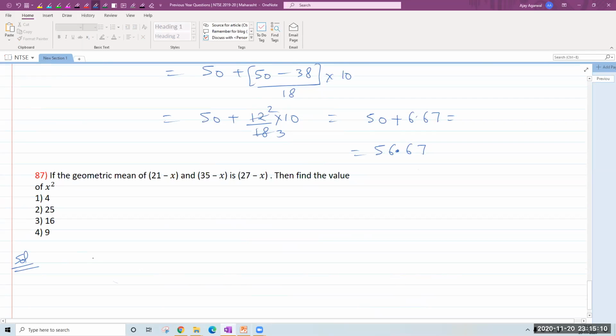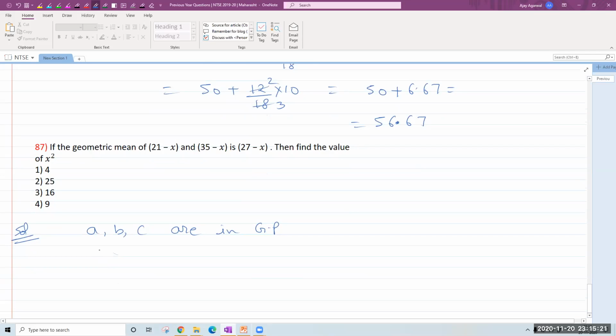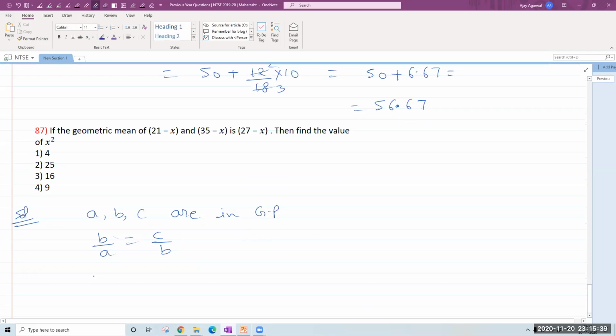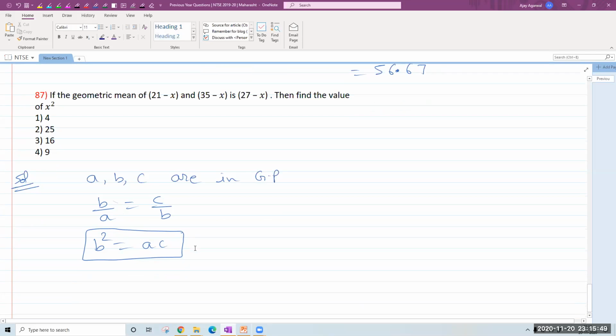Let's solve first. A, B, C, the three numbers are in GP. If they are in GP, it means the ratio is constant. So B over A equals C over B. That is the basic GP condition, the ratio is constant between the numbers. So B square equals AC. If the three numbers are in GP, that means the middle number squared equals the multiplication of the two numbers. Or you can say B equals square root of AC. That is another way of writing. Either you can write square terms or under root terms.